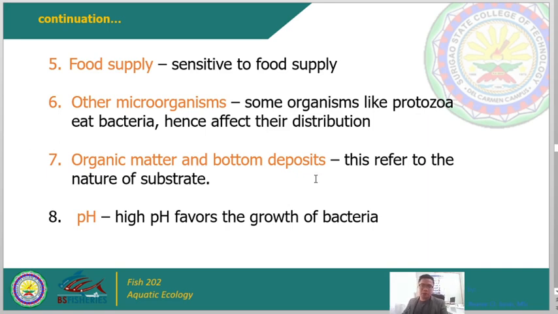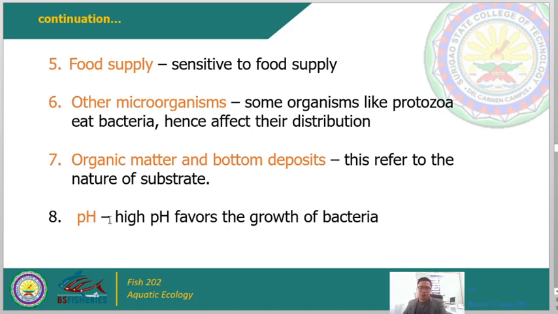Organic matter and bottom deposits. This refers to the nature of the substrate, no? Depending on the kind of substrate there, it may be a muddy substrate, rocky substrate, sandy substrate, or a substrate that has a very diverse benthic environment or benthic organisms.